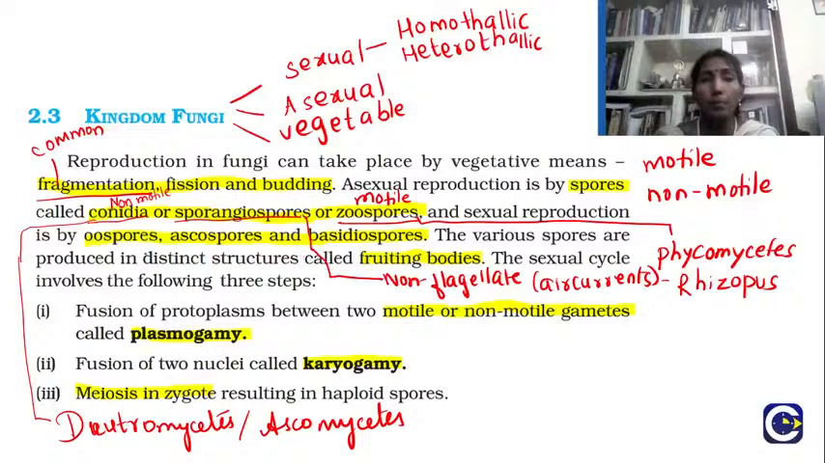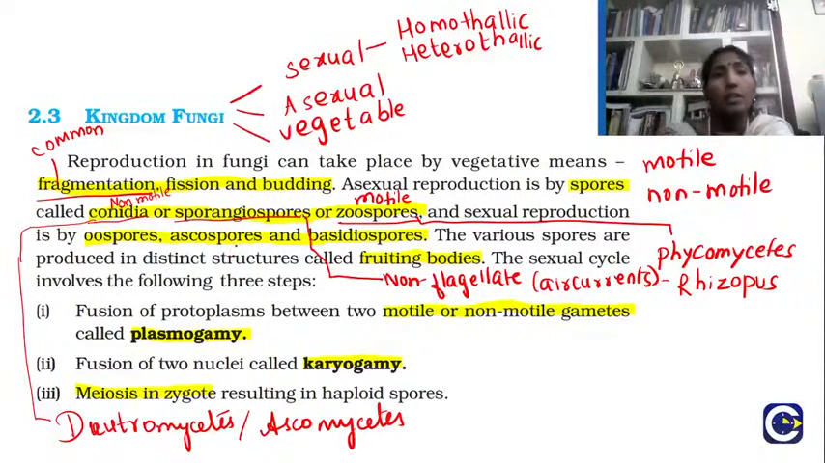Sexual reproduction is by oospore, ascospore, and then we have the basidiospore. The various spores are produced in distinct structures called fruiting bodies. Basidiospores are non-motile meiospores; they are haploid, club shaped, and very common in Basidiomycetes. Ascospores are non-motile, very common in Ascomycetes. And we have the oospore. So these are some of the types of spores formed in reproduction.